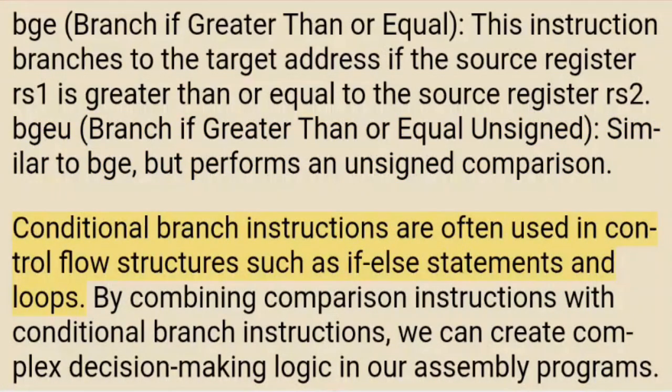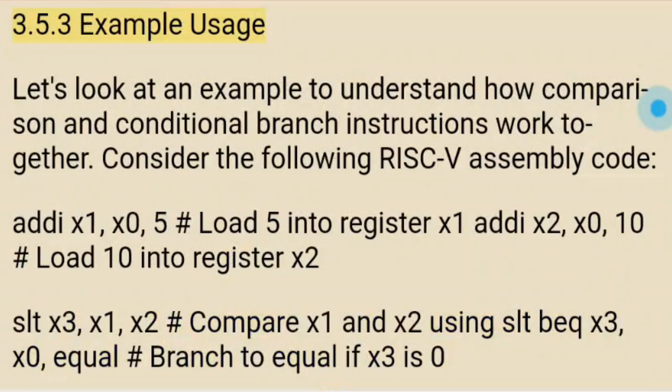Conditional branch instructions are often used in control flow structures such as if-else statements and loops. By combining comparison instructions with conditional branch instructions, we can create complex decision-making logic in our assembly programs. 3.5.3 Example usage. Let's look at an example to understand how comparison and conditional branch instructions work together.